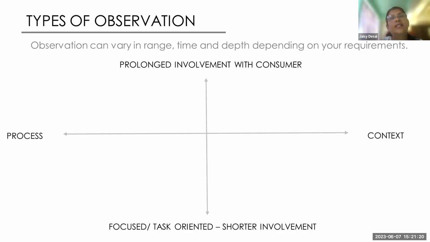So context is understanding not just the way she does the makeup, but why she does the makeup, what she has, what limitations she works with, all the different elements that contribute to her life, and therefore how she does her makeup. It could be a prolonged involvement with the customer on the vertical axis, or it could be very task-based.